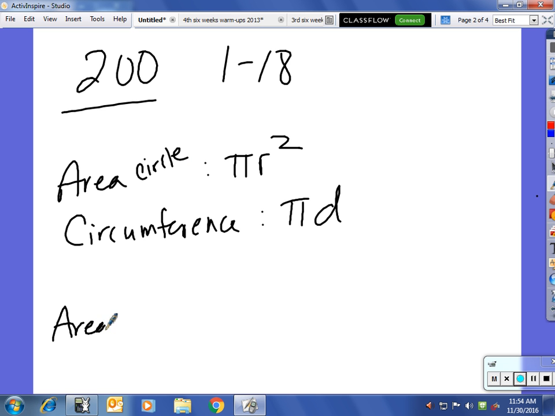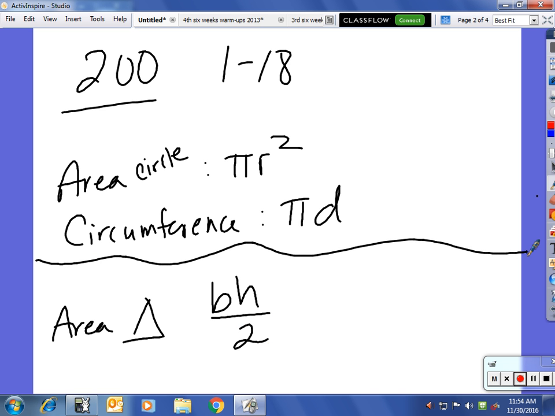What about area of a triangle? Base times height divided by 2. Please don't forget to divide by 2 on the triangle problem. Don't forget to put a pi on the circle problems. Please don't go crazy with the pi. I had somebody who put pi on every single answer. What does pi go with? Circles.